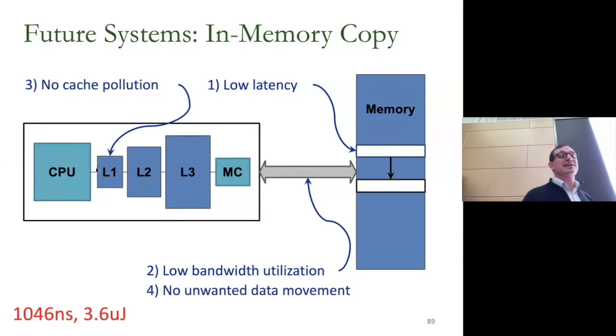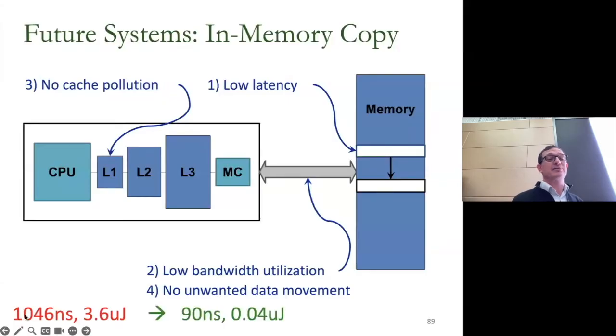I'm going to show you a mechanism that takes a 4 kilobyte page copy from about 1 microsecond to 90 nanoseconds, and from 3.6 microjoules to 0.04 microjoules. And the mechanism is going to be very simple. We're going to exploit the internal operational structure of DRAM.